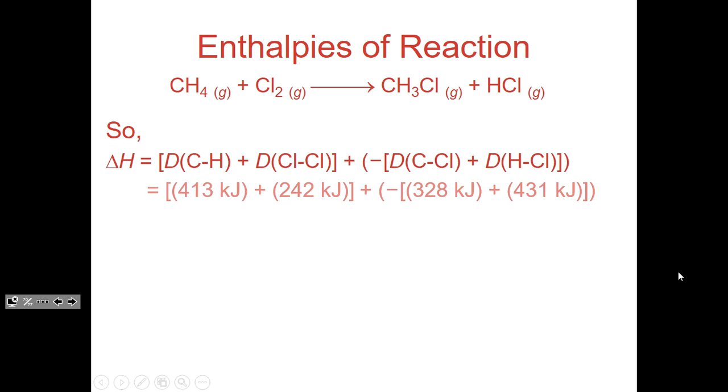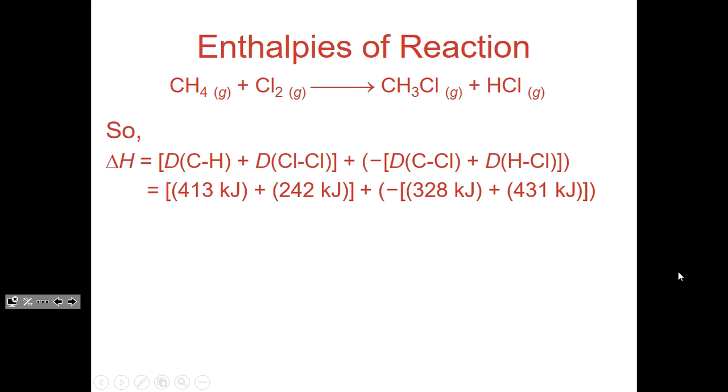And the way that would look, remember, it's all of the bonds that we are breaking, the stuff on the left. What those bonds are that were actually broken, well, we're breaking one C to H bond, and a C to H bond has an enthalpy per mole of 413 kilojoules. And since in the balanced equation we have 1 mole of CH4, that would be 413 kilojoules to break that one C to H bond in our methane.